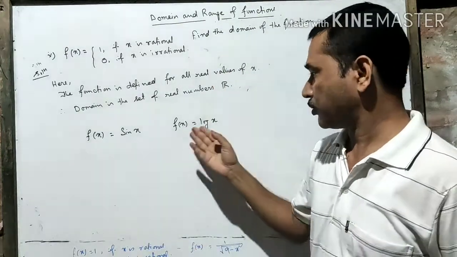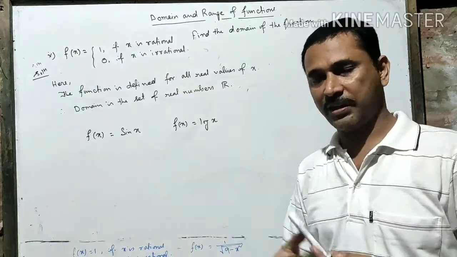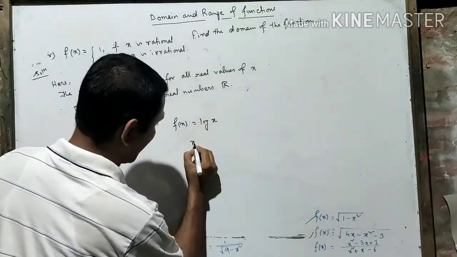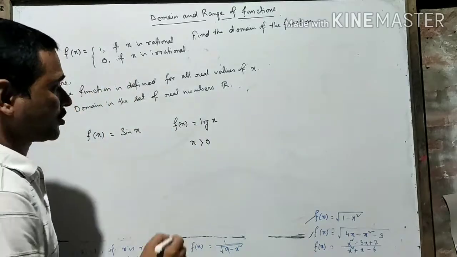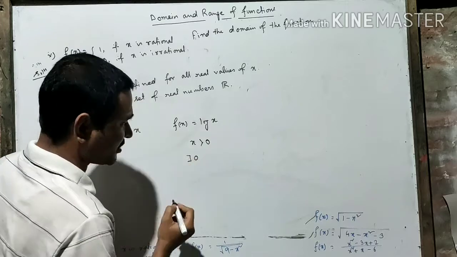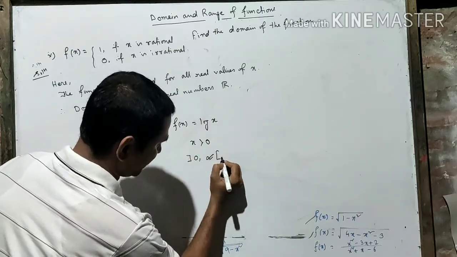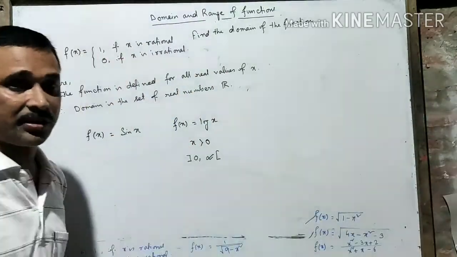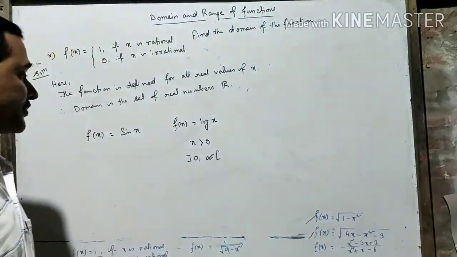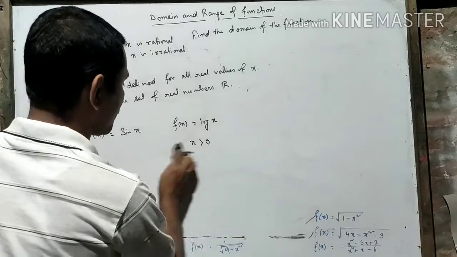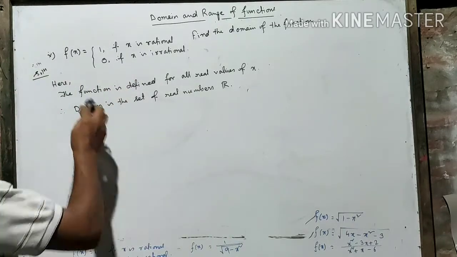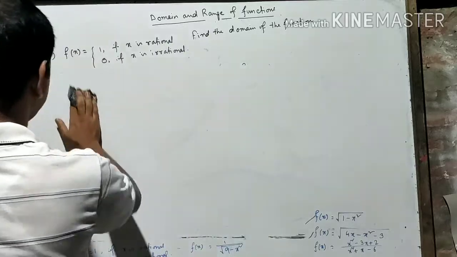So what will be the domain of this? Positive real values. That means this is defined for x greater than 0. So what will be the domain? The domain will be, here 0 is excluded, so open interval 0 to infinity, greater than 0. Just leaving 0, all the right side you have to take. So this is all about domain. Try to do the homeworks. Now we will discuss about range.